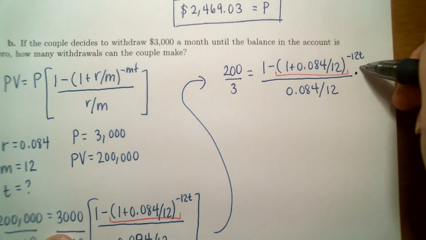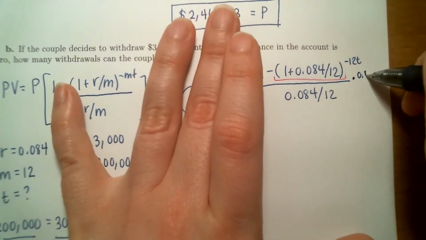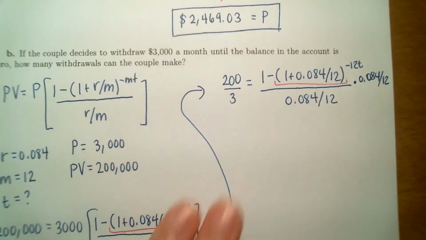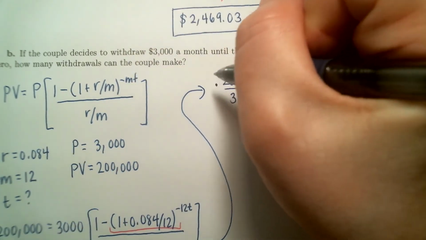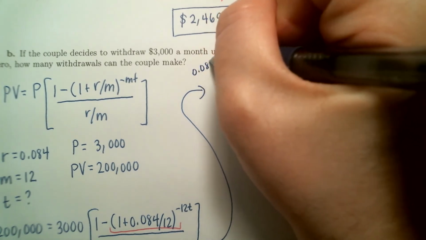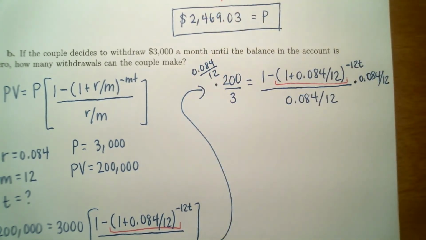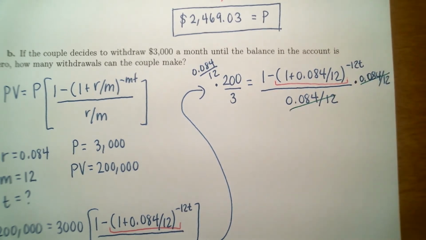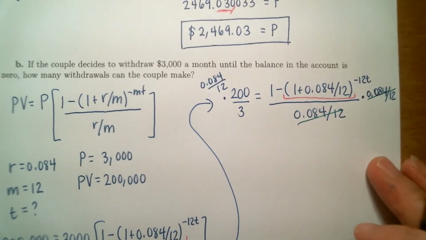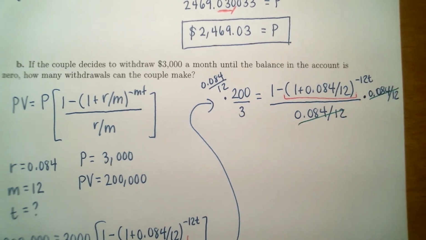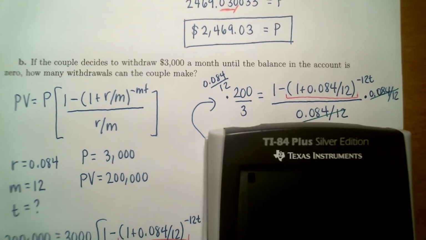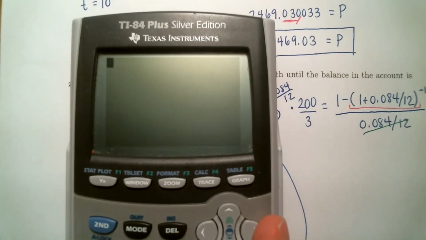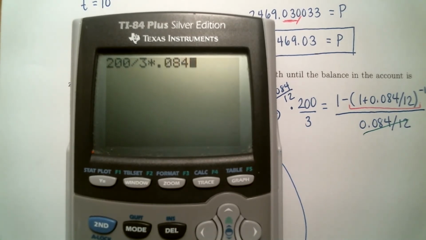So out to the side over here, I'm going to put times 0.084 divided by 12. Whatever you do to one side, you have to do to the other. So I'm going to multiply this side by 0.084 divided by 12. What's going to happen over here is you're going to have 1 in the bottom and 1 in the top, and they will cancel. Over here, I'll just go ahead and plug it into my calculator because it's going to start getting messy. So the left side here is going to be 200 divided by 3 times 0.084 divided by 12.